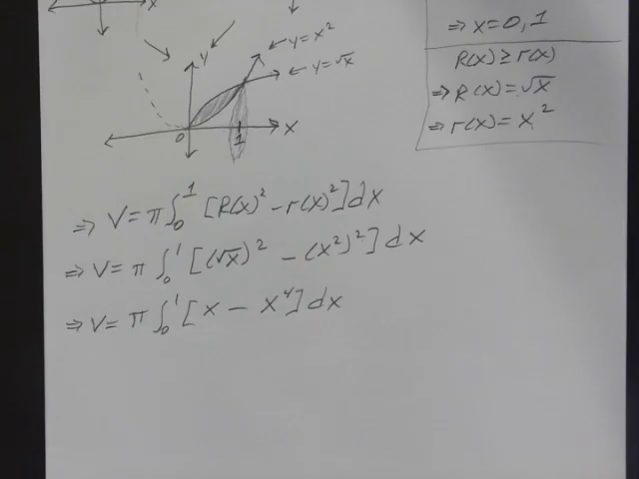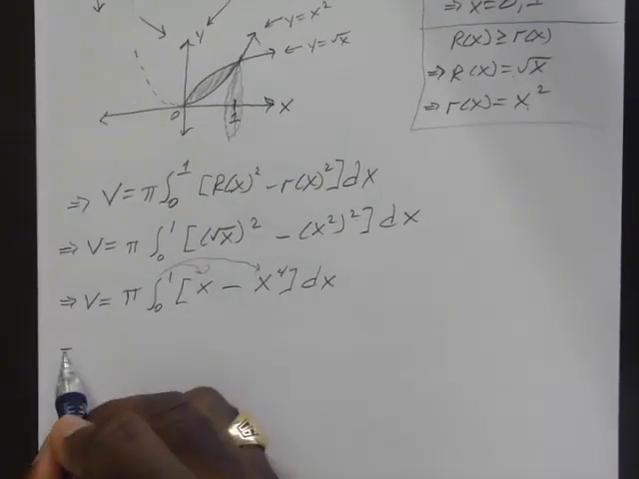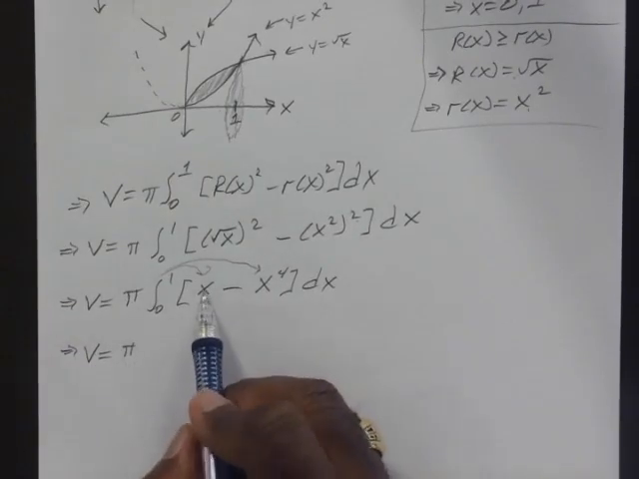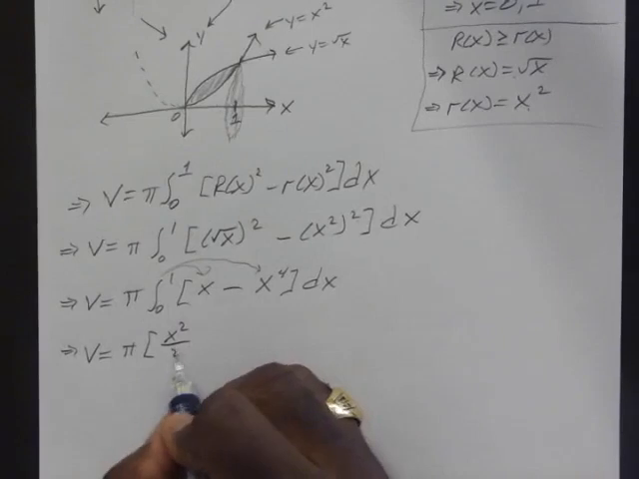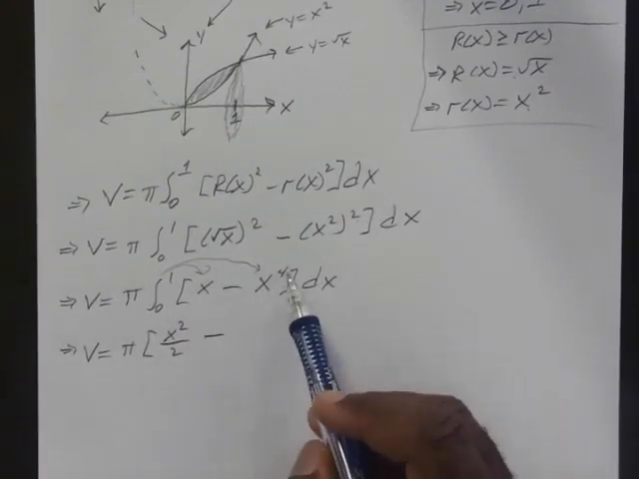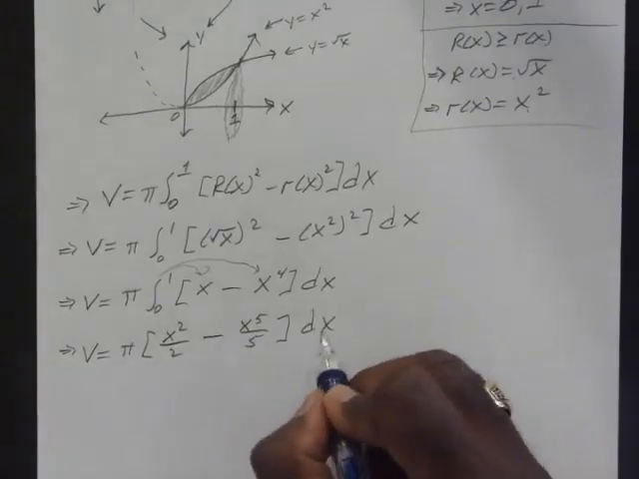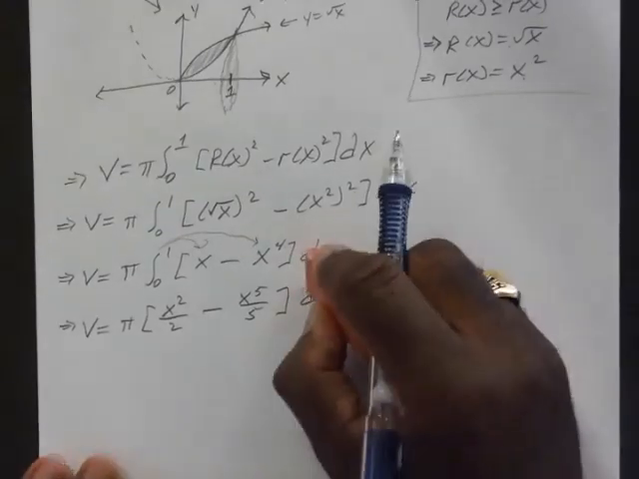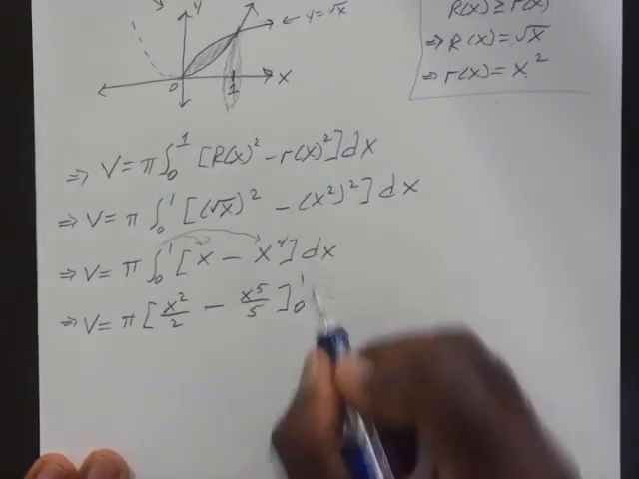Right. So now we can just go ahead and integrate each term separately and then apply the fundamental theorem. Okay. So the integral of x is just x squared over 2, minus the integral of x to the 4th power is x to the 5th power over 5, dx, and that's from 0 to 1.